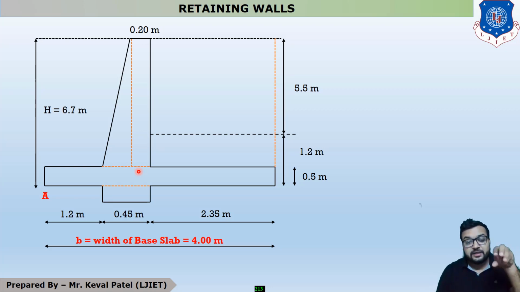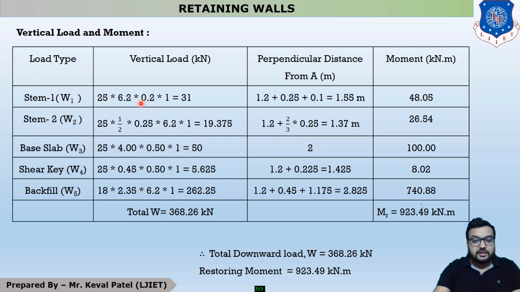Now which material is provided inside the retaining wall? The retaining wall is constructed with the help of RCC. What is the density of RCC? The density of RCC is 25. So our final force is 25, the density, into 0.2 into 6.2, and we have to find out all the forces per meter length, so it is into 1. Okay, so this is our stem 1 calculation.